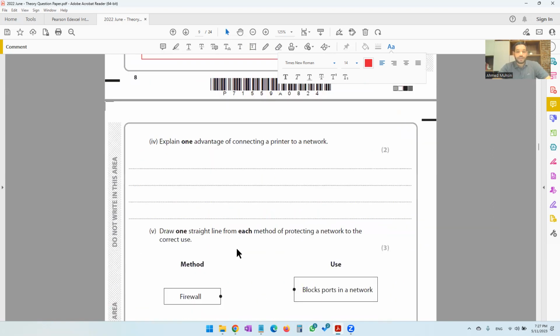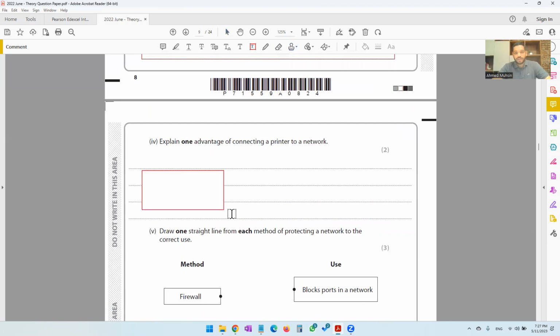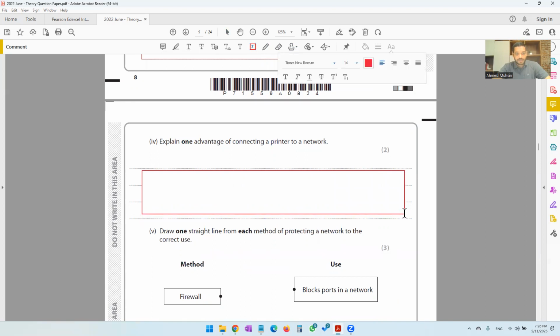Moving on, explain one advantage of connecting a printer to a network. When you connect a printer to a network, it can be shared with multiple users, isn't it? So you do not have to get each user a separate printer. You can say when a printer is connected to a network, it can be shared with all users on the network, thus reducing the costs of purchasing a new printer for users. So you don't need to purchase a new printer for every user. You can purchase one and have it shared in the entire network.